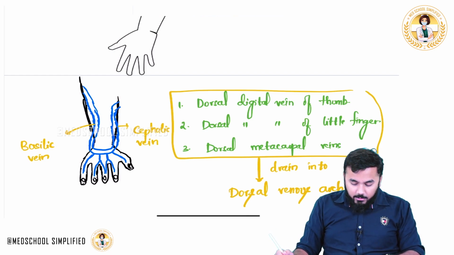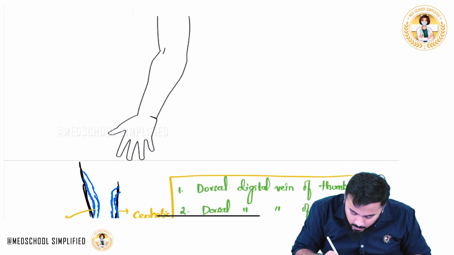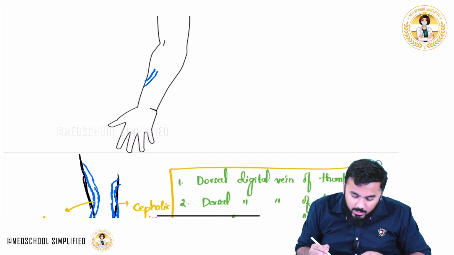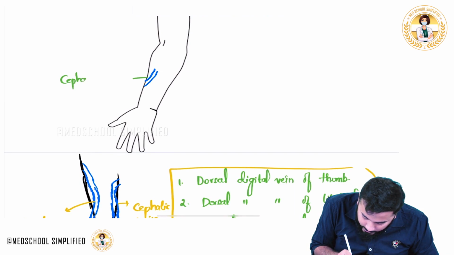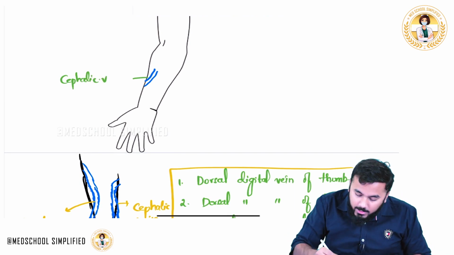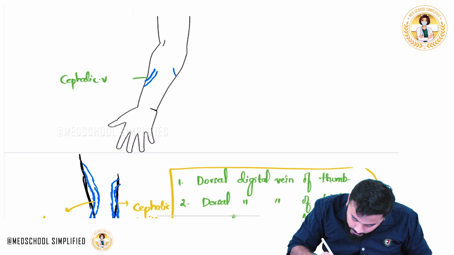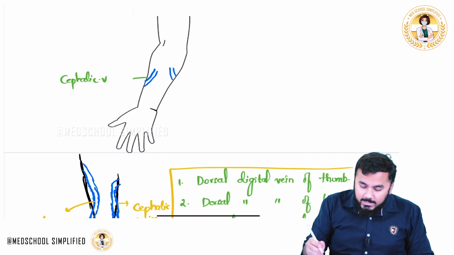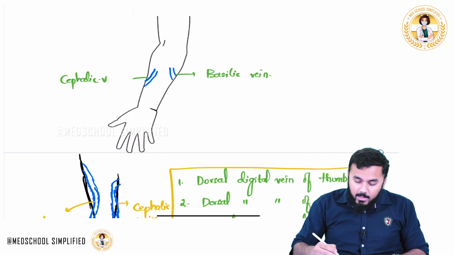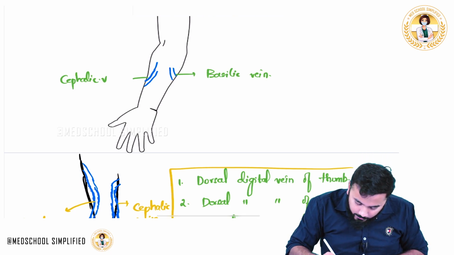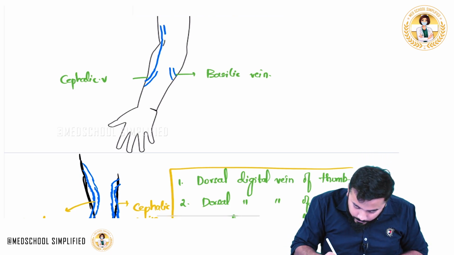Now on the ventral side if you look, what is this vein here which is going up? On the medial side, this is called as your cephalic vein. Okay. Next, there is another vein that is going up like this. What is this vein called as? This is called as basilic vein. Okay. Now, this cephalic vein and basilic vein, they will continue upward like this.